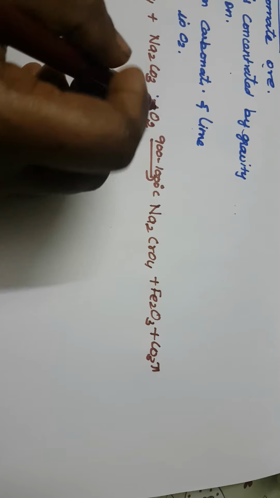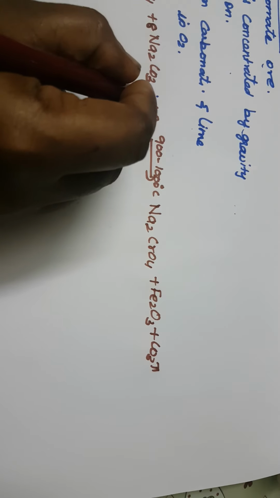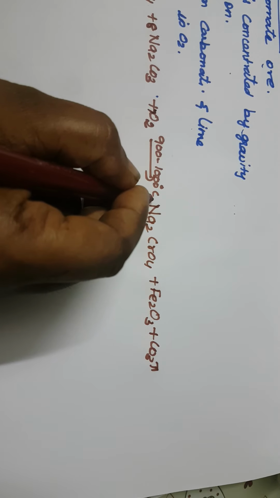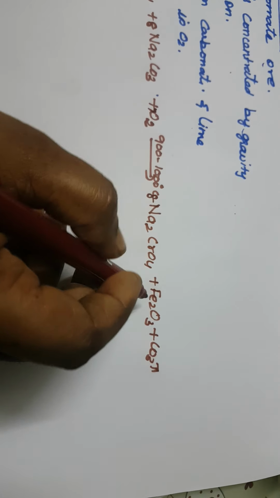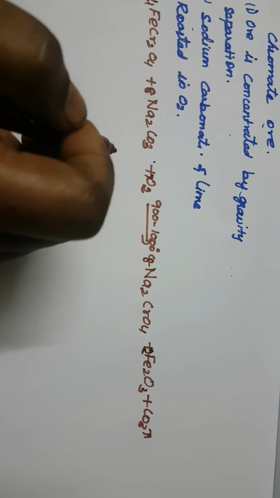So here 2 Fe becomes 4 Fe, then again here 7 oxygen, and here also 8 sodium chromate. So this is the ferric oxide, this is ferric oxide, this is sodium chromate. Okay, so this is the first step.